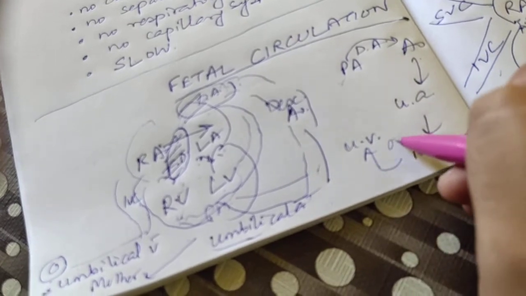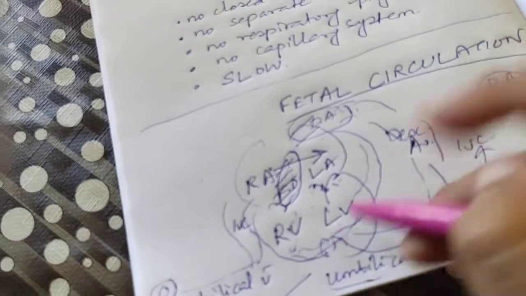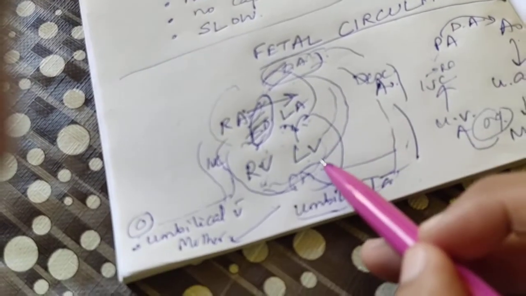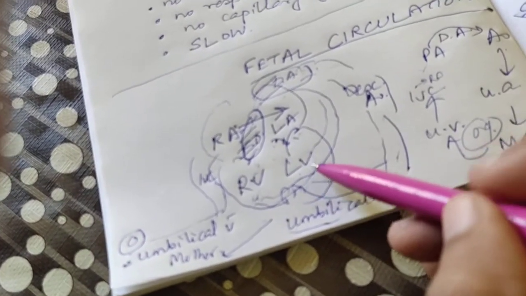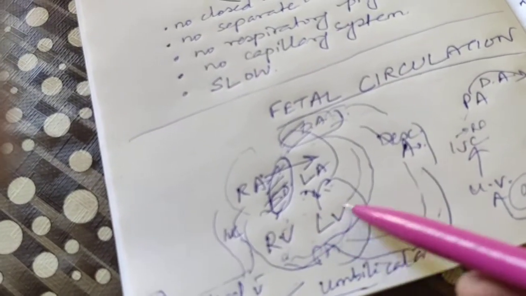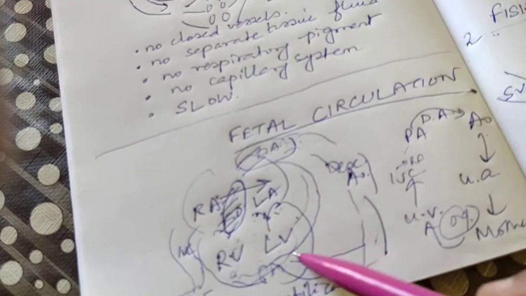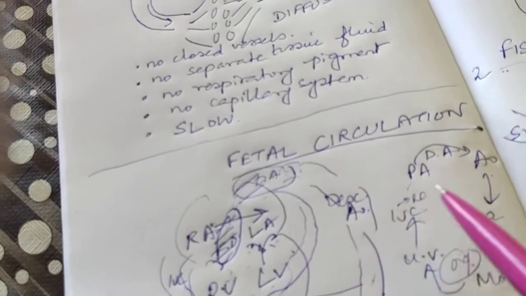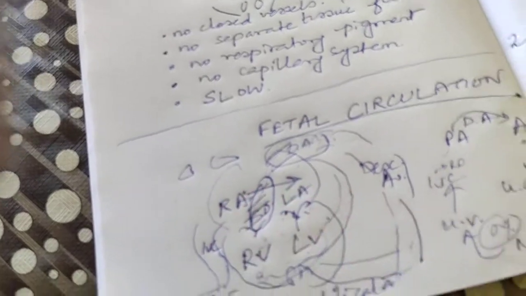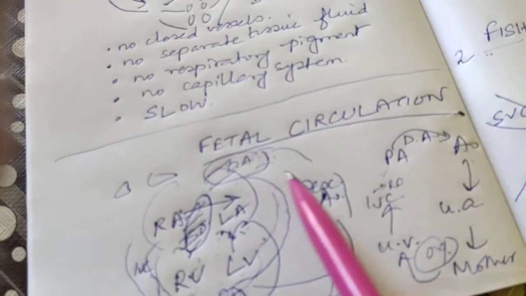carry the oxygenated blood to the inferior vena cava, passing on to the right side of the heart, to the left side, and from then on to the left ventricle, which in turn pumps blood. So all the oxygenated blood is then supplied from here to the brain, to the kidneys, to all the major organs, including the lungs as well, as the lungs are in a collapsed state. So lungs are not the primary oxygenators in the fetus.